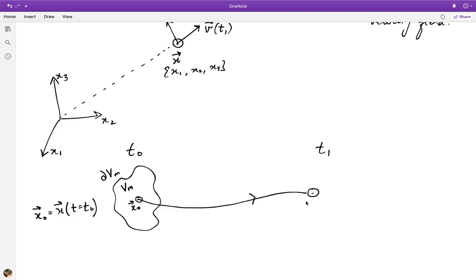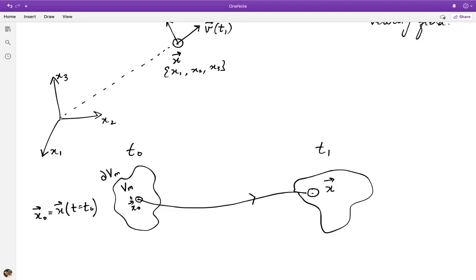here, which I will label x. So x is the spatial position of this point at some time t1. And not only this point, but all points contained within the material volume would move, meaning that the volume itself would move and occupy a different shape. And in general, the volume itself could change if the fluid is compressible. So this is where we are now.